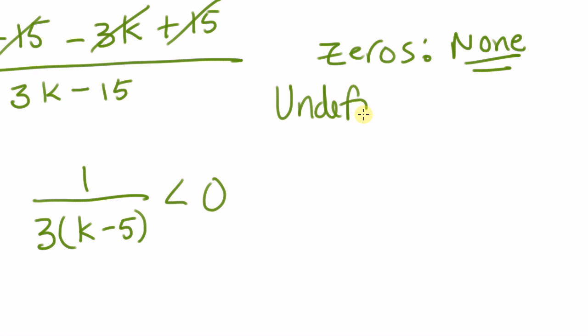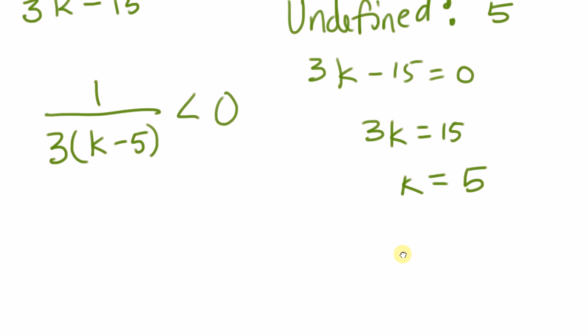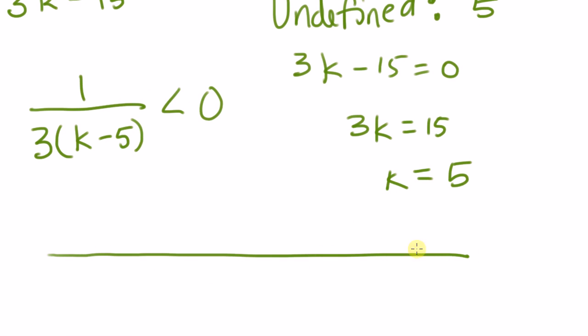Undefined. Well, it's going to be undefined at positive 15 divided by 3. So all I did was take 3k minus 15 and I set it equal to 0. I got 3k equals 15. I got k equals 5. So when k is 5, this thing is undefined.